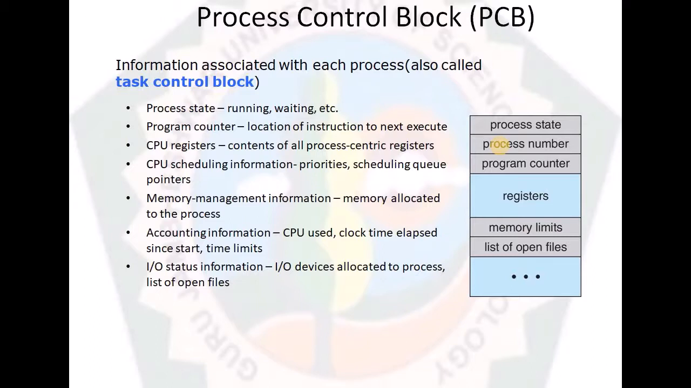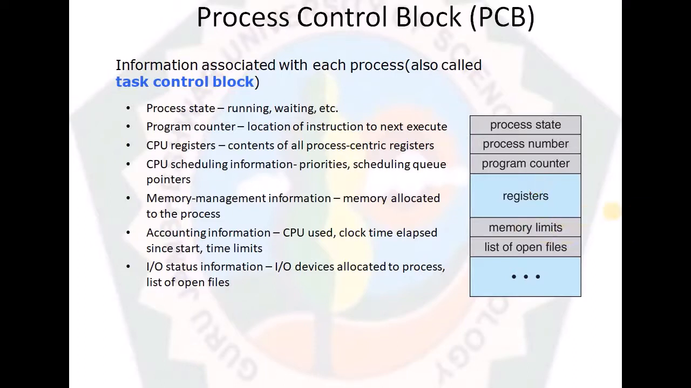Next is program counter. This counter indicates the address of the next instruction to be executed for this particular process. Next is CPU registers, or registers. These registers vary in number and type depending upon the computer architecture. They may include accumulators, index registers, stack pointers, and general purpose registers.